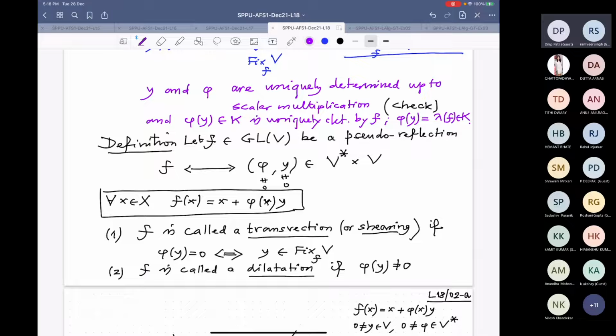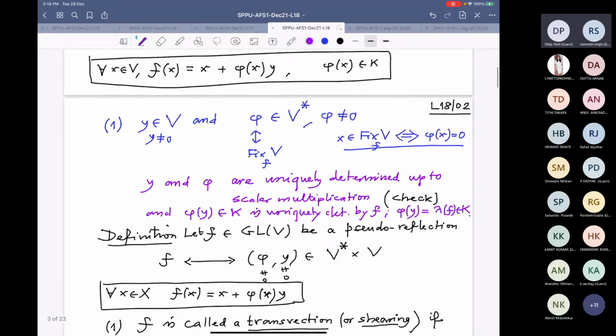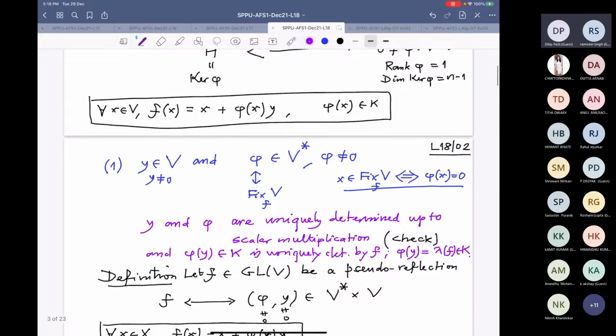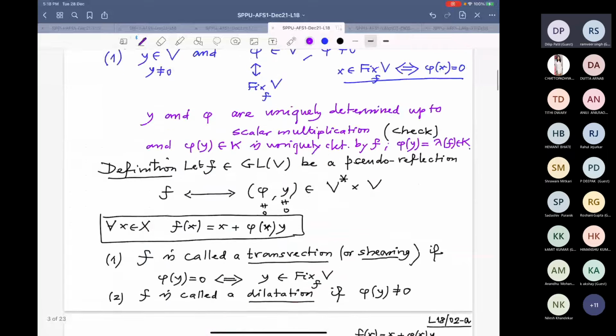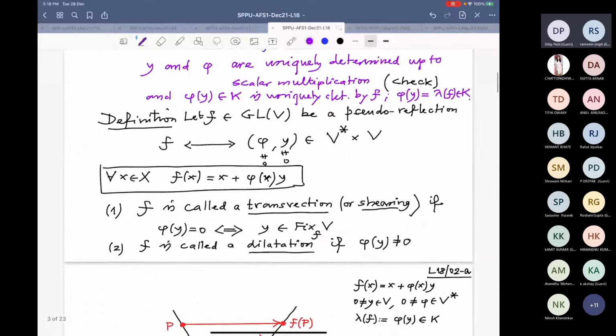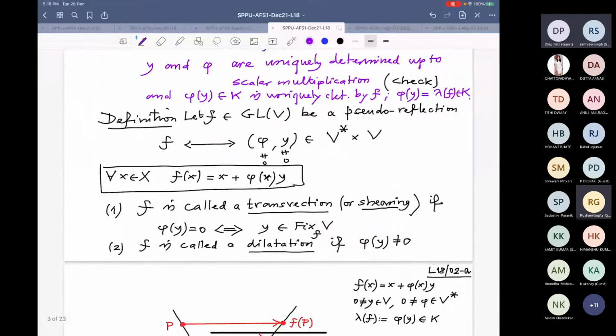All right, that is also very easy to check. Just remember this equation and note that phi is a non-zero linear form, y is a non-zero vector. From there, all these three checks should be done immediately. No other thing. Now this is called a dilatation, and this is lambda of F. So lambda of F is 0 in the shearing case, and lambda of F is not 0 in the dilatation case.